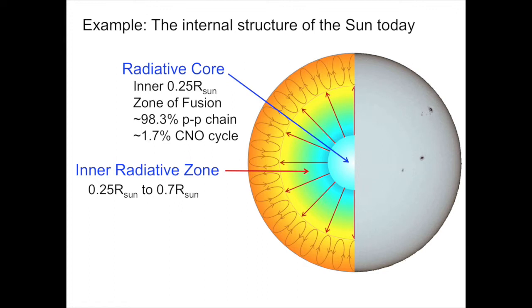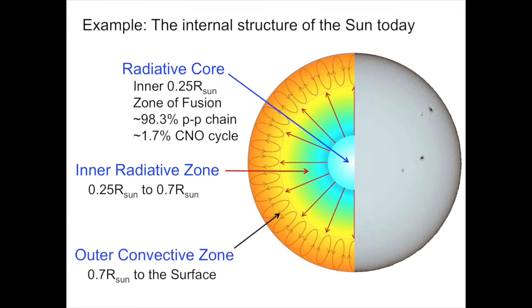Immediately outside of this core is the radiative zone, which extends from 1/4 of the radius of the Sun out to 70% the radius of the Sun. But at 70% the radius of the Sun, the envelope has gotten cool enough, the gas has become more opaque, and we switch over into convective transport to make that last 0.3 radii of the Sun from 0.7 to the surface is now going to transport energy being generated in the center primarily through convection.